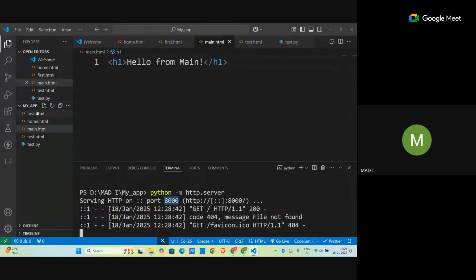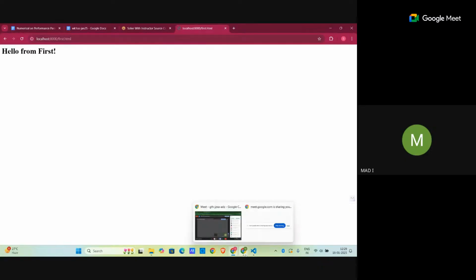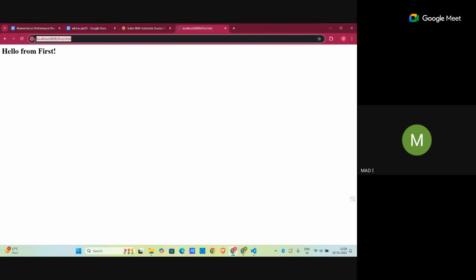And if you have this index file, by default it will render that file, but right now I don't have index.html, so it is giving me the directory listing for all the files. So basically these are the hyperlinks for those files. If I click over here, it will render this file. So basically this server is serving those files locally. So just focus on this address. For this address it will render this file.